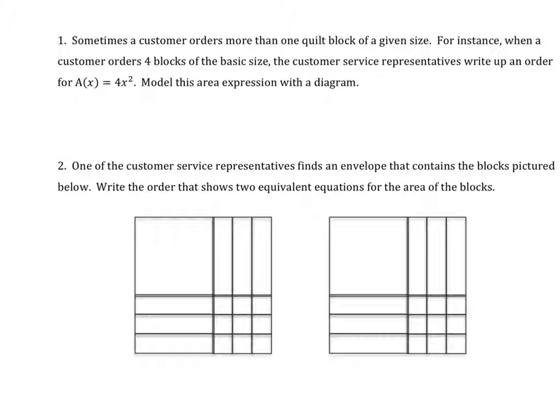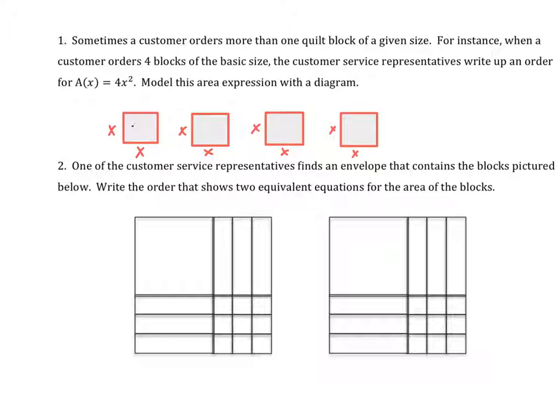So that means 1, 2, 3, 4, just like that. And then I'm going to say the sides of each one of these are x by x, x by x, x by x, and x by x, which means that the area is going to be x times x, which is x squared. So all of these blocks added together are just going to be x squared.